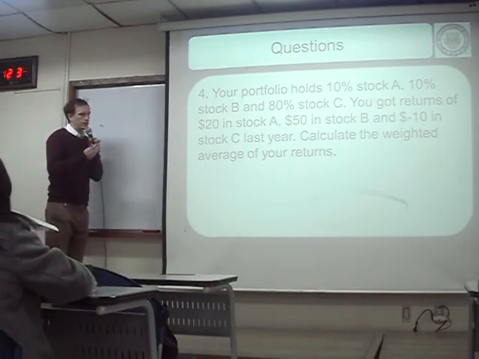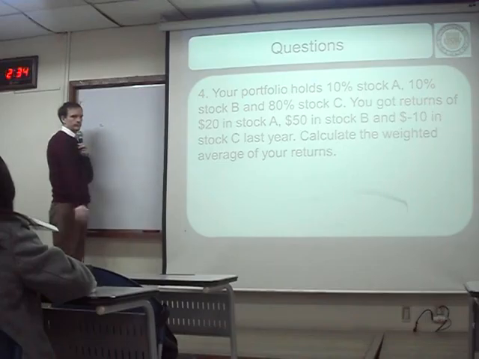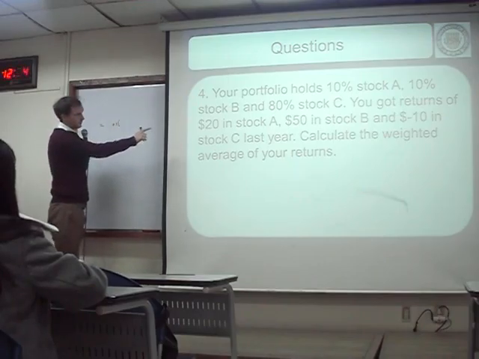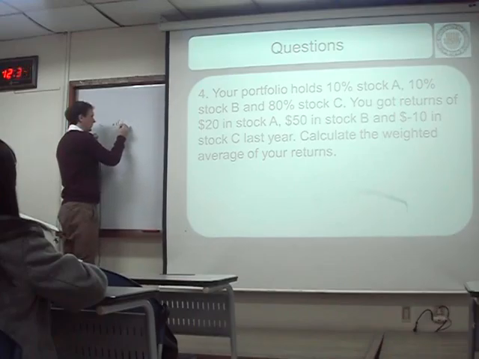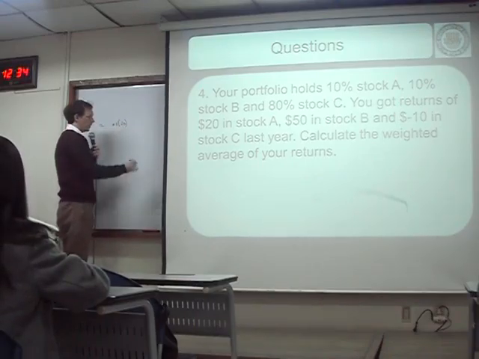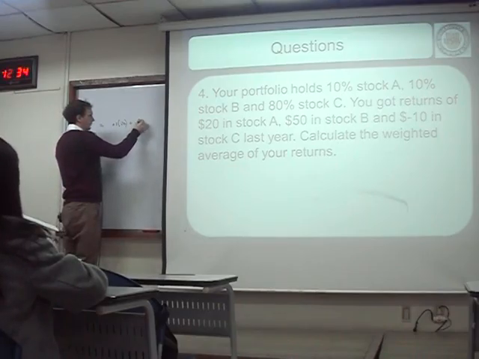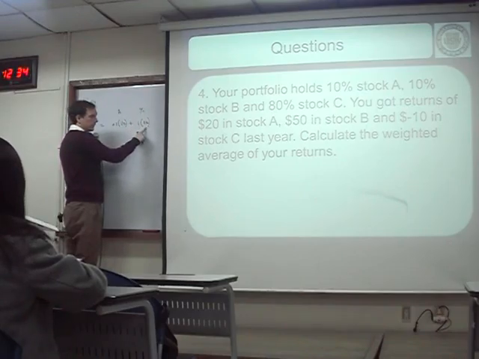Okay, so what should I write here on the first line? 0.1 times $20. So 10% of stock A of $20, so 0.1 multiplied by 20. What's next? Plus 0.1 times 50. So stock B is 10%, $50.